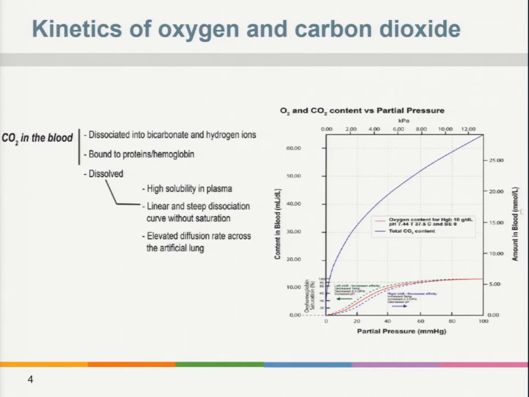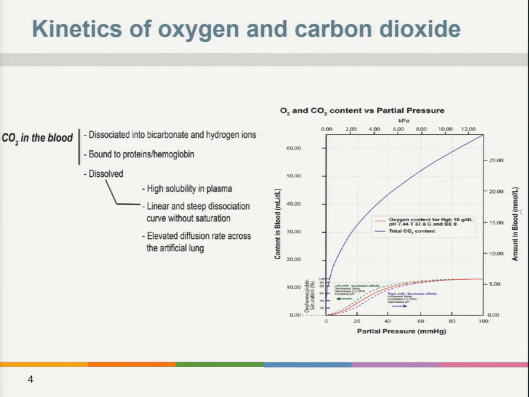Since, as we heard this morning, in ECMO we need high blood flow rates for oxygenation, and ECCO2R works with lower blood flow rates, and this is due to differences in kinetics. So let's take a quick reminder of the physiology.